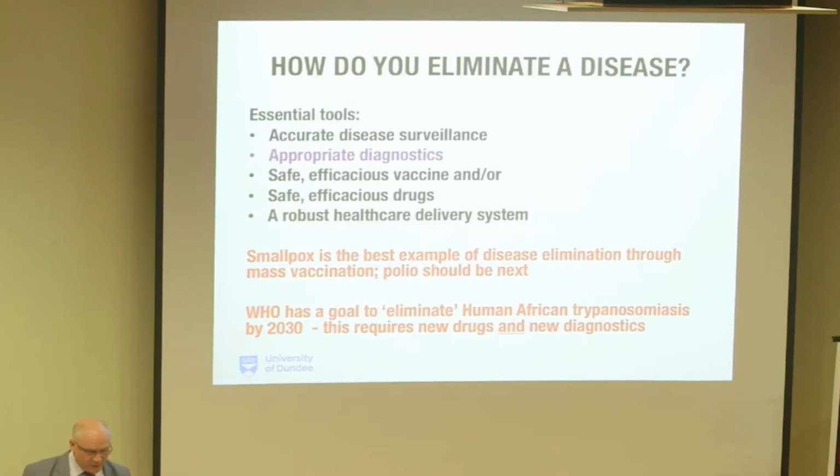Now, when you want to eliminate a disease, you need a number of different things. You need to have accurate disease surveillance. You need to know where the disease is. You need to have, therefore, appropriate diagnostics. Otherwise, you don't know where the disease is. You need safe and efficacious vaccines and or safe and efficacious drugs. And you need a robust healthcare system to deliver them. And a lot of countries don't have a robust healthcare system. So there's a lot of work to be done in the delivery area.